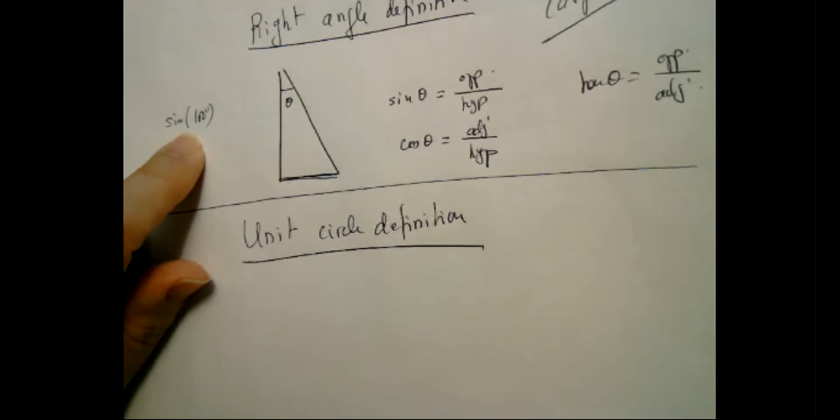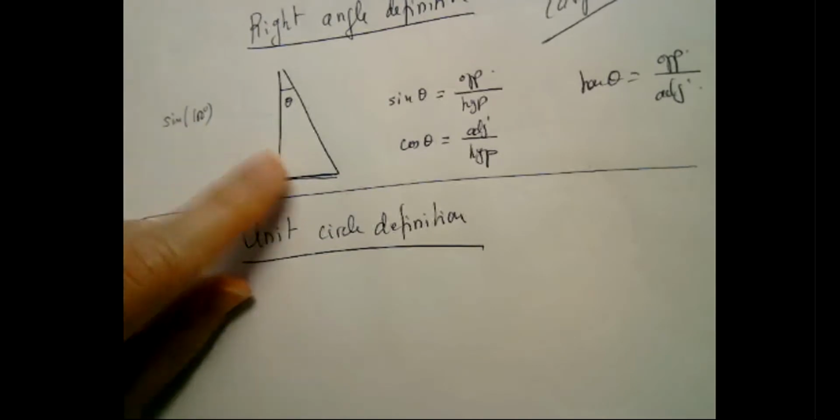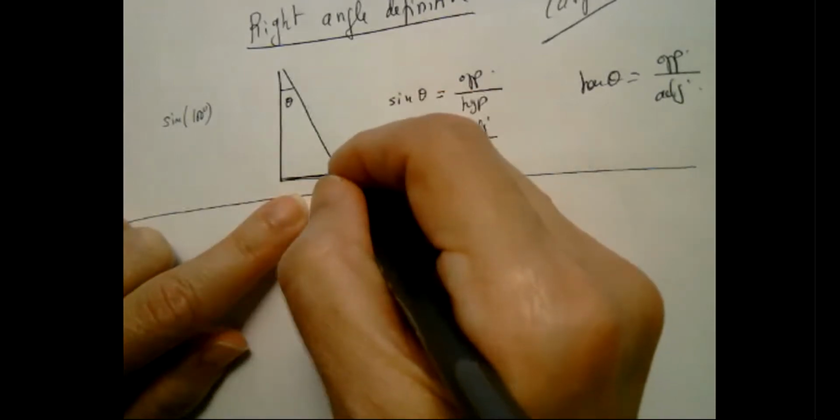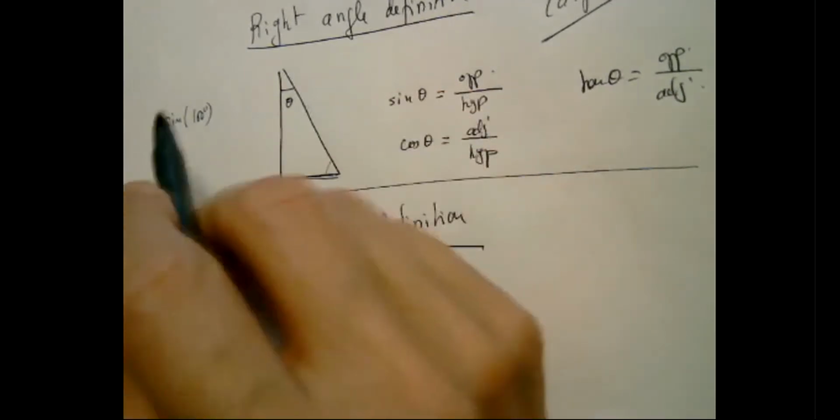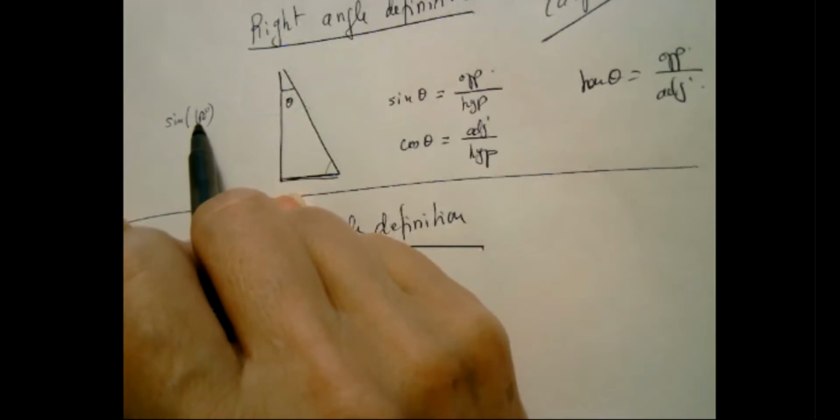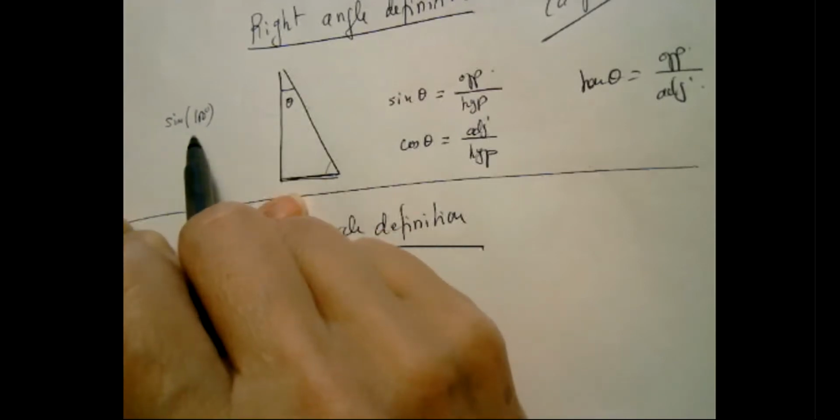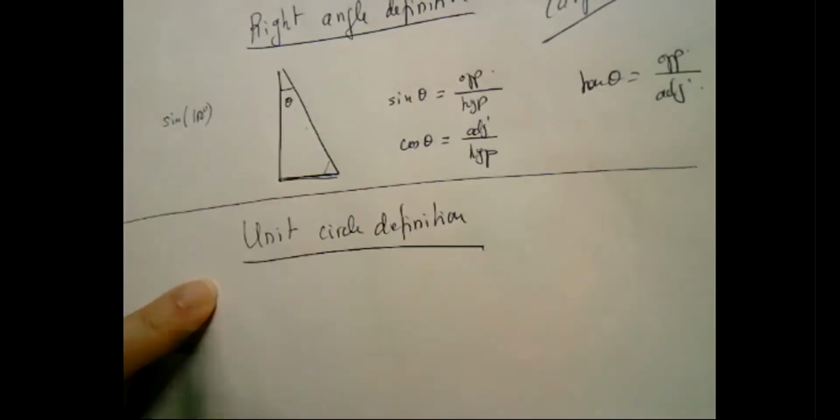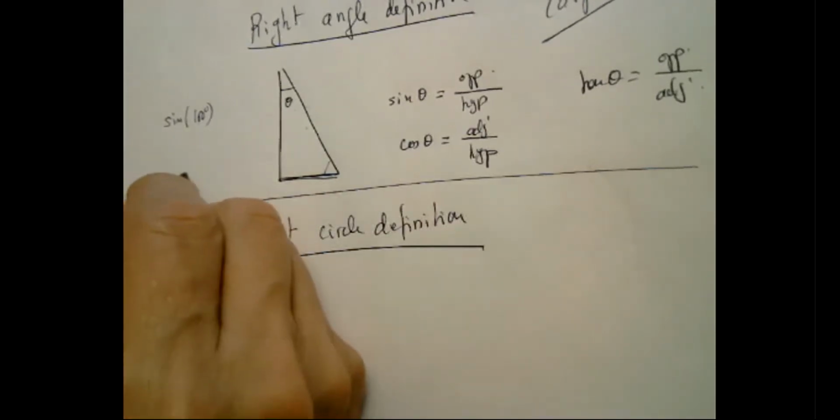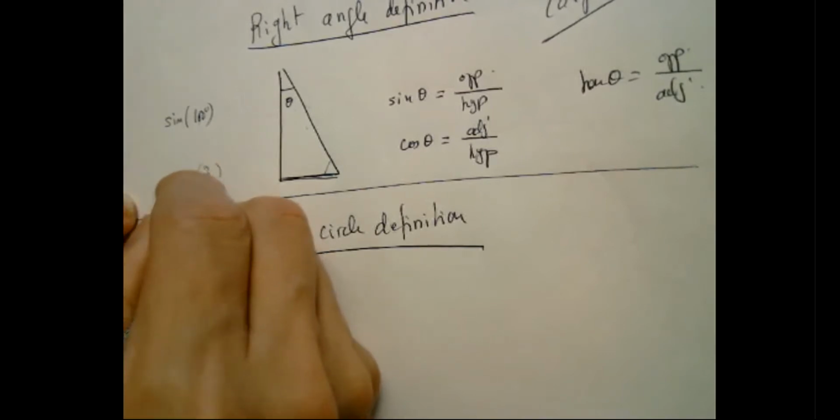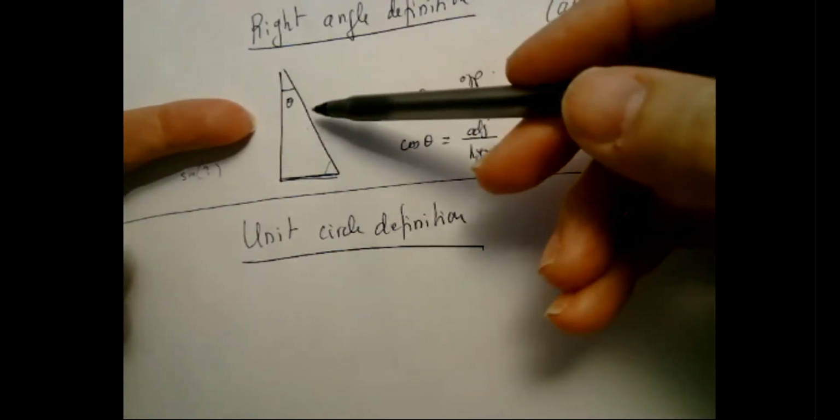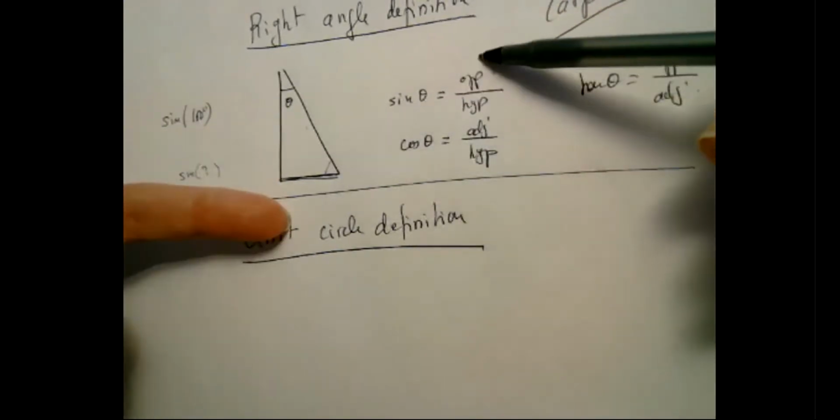You don't know what the sine of 100 degrees is, because in the right angle definition, we can only find the sine of angles less than 90. Whenever the angle is bigger than 90, this definition does not extend anymore. That's why it's called the right angle. The idea of the unit circle definition is to give a definition of the sine of any angle under the sun. This one is very restricted to angles between 0 and pi over 2.